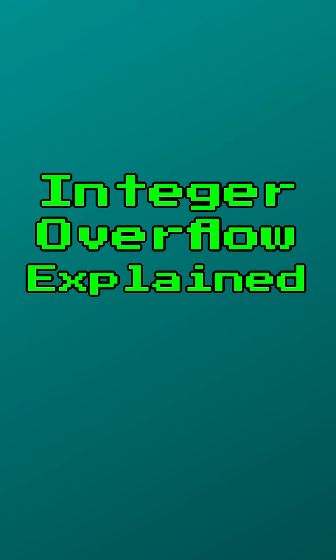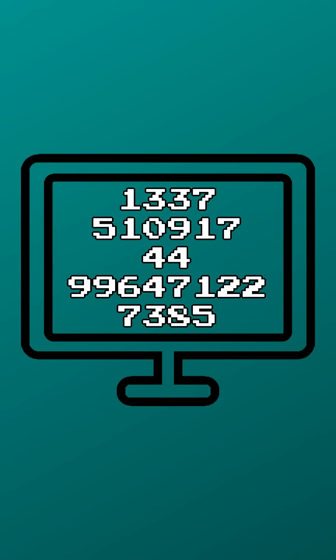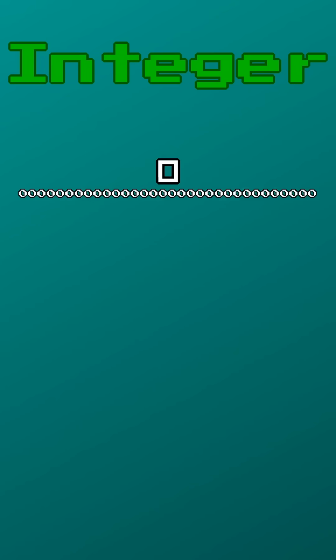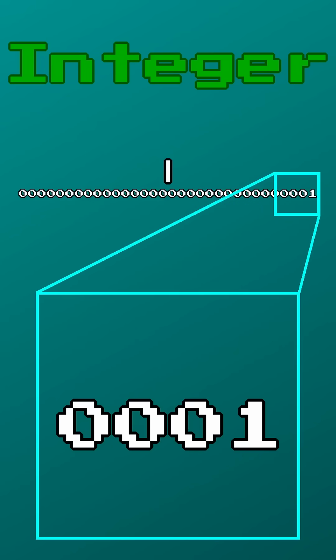Integer overflow explained in simple terms. Computers have to store numbers, and there are a lot of ways to do that. The most common method is to use an integer variable. Integers consist of 32 bits, where every bit can either be a 0 or a 1. Every flipped bit, or digit, as shown here, means increasing the number.